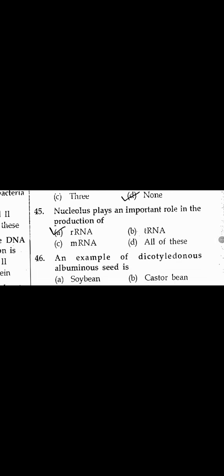Question number 45. The nucleolus plays an important role in the production of rRNA. Question number 46. An example of the dicotyledonous albuminous seed is soya bean. Yes, dicotyledonous albuminous seed is soya bean.